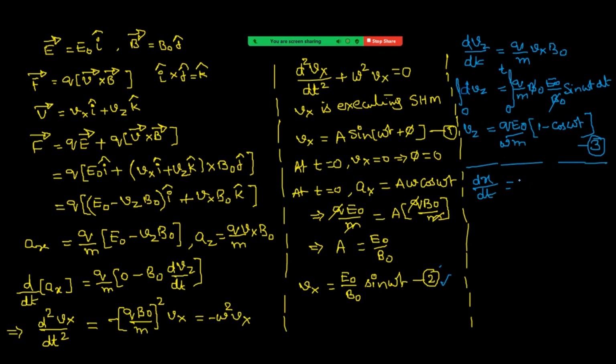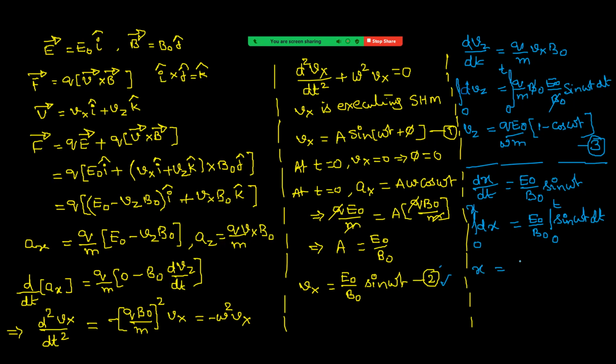dx by dt equal to E naught by B naught sine omega t. Now integrate. Integration of dx equals E naught by B naught integration of sine omega t dt, limits 0 to t. When t is 0, x is 0 because it is at origin. When it is t, x.